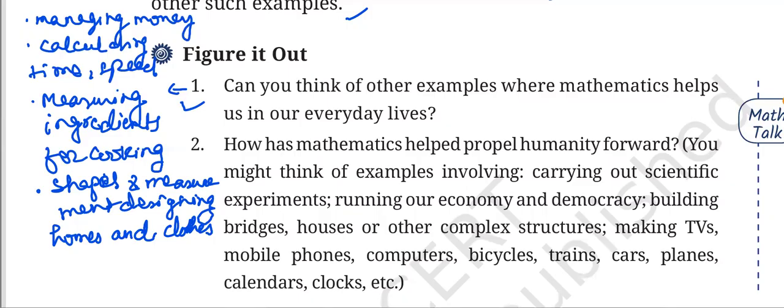How has mathematics helped propel humanity forward? How does mathematics help humanity? It helps in carrying out scientific experiments and research. The binary code I mentioned previously also helps in science and scientific experiments, so that it can run in a particular sequence, and we can launch our own satellites and rockets to the moon, and we can follow the weather patterns, running our economy or democracy.